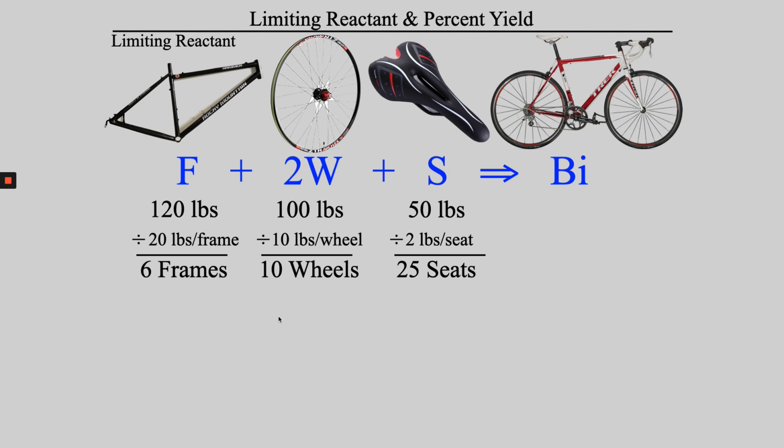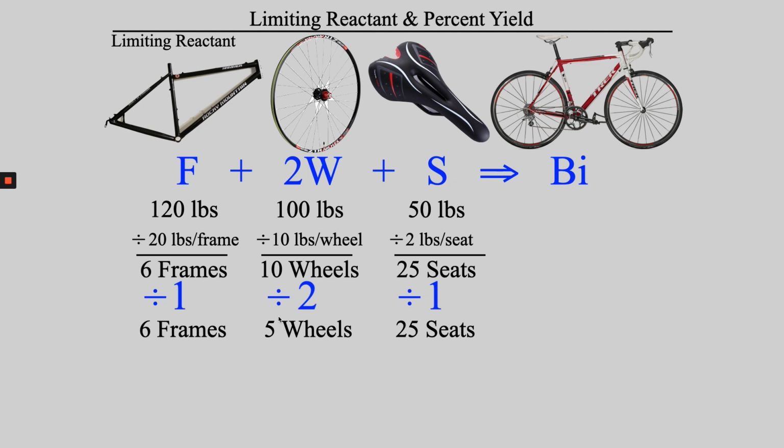Now we need to respect the fact that one frame does not bind to one wheel, one frame binds to 2 wheels. So now we need to account for the fact that it's not a 1 to 1 to 1 to 1 ratio. It is 1 to 2 to 1. So we need to know the relative amounts that it takes to build a bike. So now when we do this math, we divide by these, and relatively now we have 6 frames, 5 wheels, 25 seats.